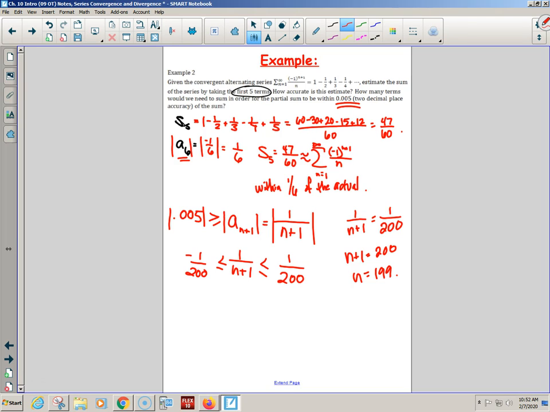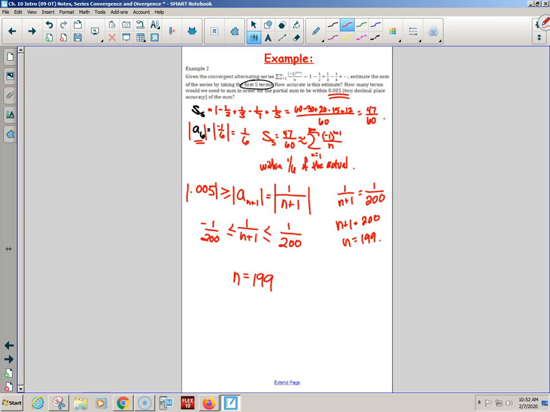Just double check with your inequality that you're right, whatever you end up choosing, if you have to round a decimal. But in this one, if I plug in 199, yes, 1 over 200 is less than or equal to, greater than or equal to, negative 1 over 200. So what do I need? I need 199 terms. Always using the bigger term, you'll always have benefit because the more terms you have, the more accurate you get.